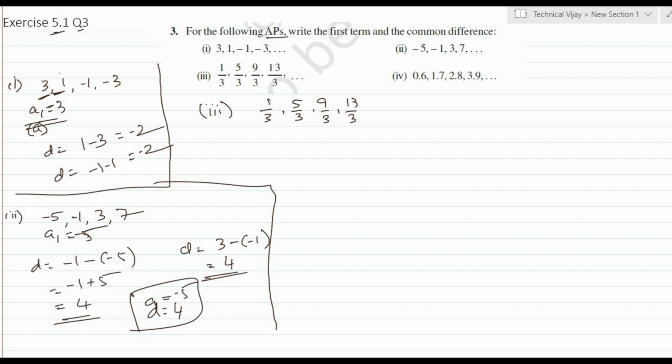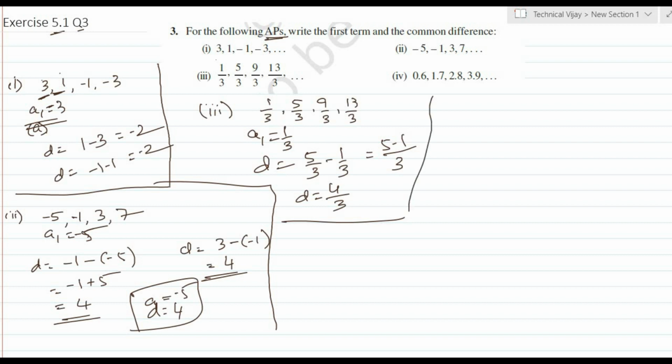This is the third one: 1 by 3, 5 by 3, 9 by 3 and 13 by 3. As already mentioned that this is in AP, there is no need to verify all the terms for common difference. So here the first term is A1 is equal to 1 by 3 and the common difference will be 5 by 3 minus 1 by 3, which is equal to 5 minus 1 over 3. So D is equal to 4 divided by 3. So this is the common difference. Then the fourth one.